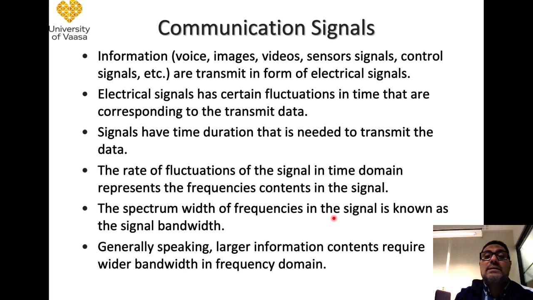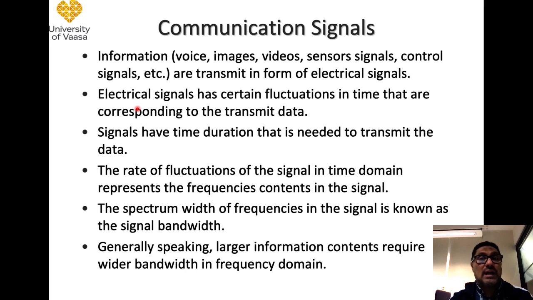Okay, and usually the signal or the information that we need to send, like control signal, voice, image, video, sensor data, whatever, are transmitted in the form of electrical signals. So, electrical signal, where is the information actually? What change in the electrical signal carries the information itself? It is the shape, so the fluctuations of the signal with time carry the information.